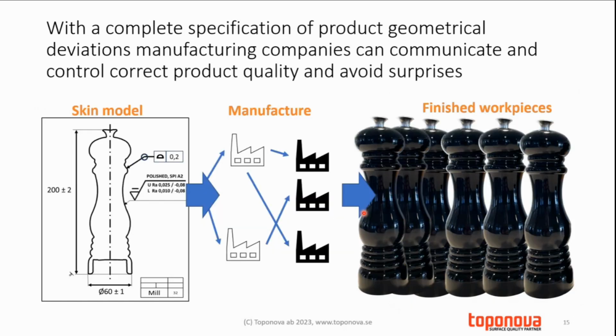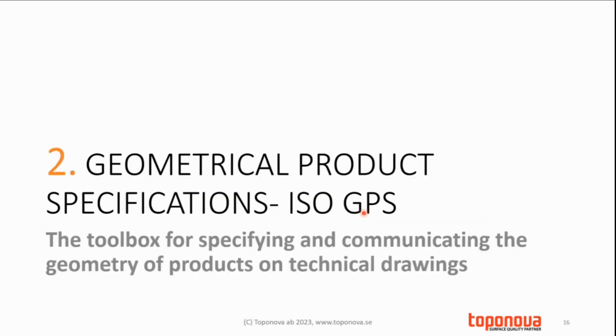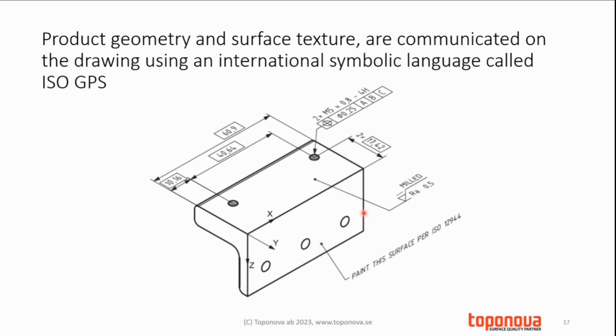With a complete specification of product geometry deviation, manufacturing companies can communicate and control correct product quality and avoid surprises. Geometrical Product Specification (ISO-GPS). The toolbox for specifying and communicating the geometry of products on technical drawings. Product geometry and surface texture are communicated on the drawing using an international symbolic language called ISO-GPS.